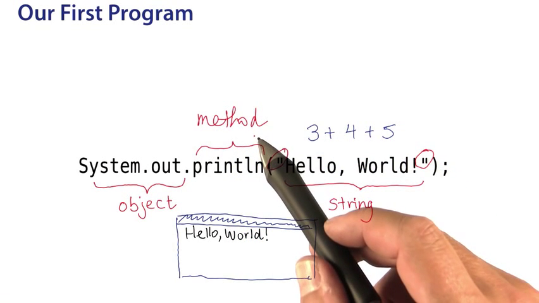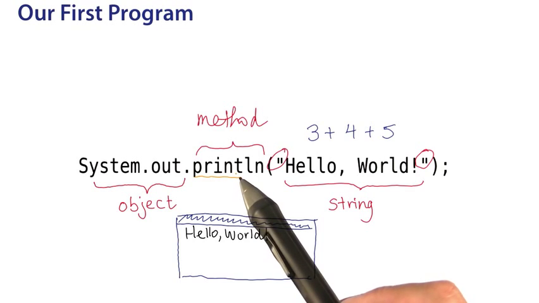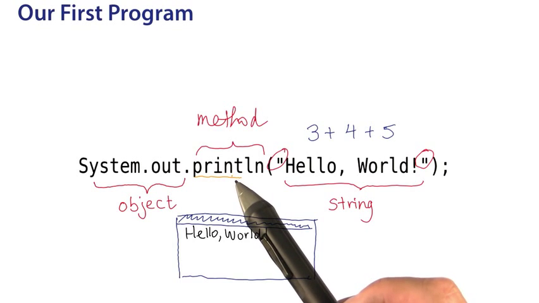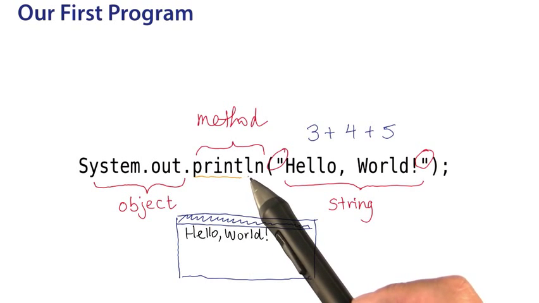We'll talk much more about methods in the next lesson. For right now, just think of it as an instruction that's being executed. As you can tell from this part of the name, the instruction is to print something on the terminal window. What's with the ln back here?